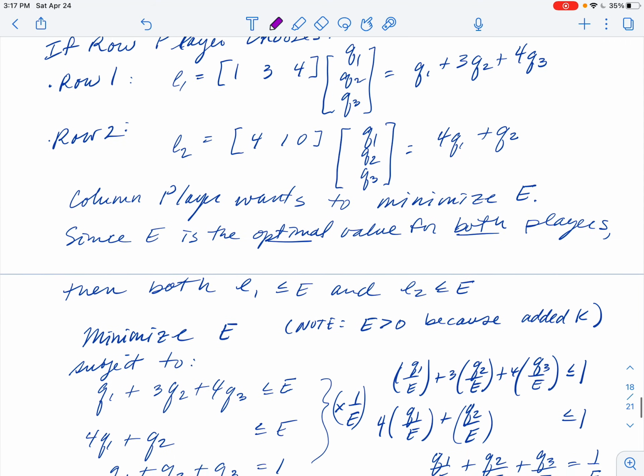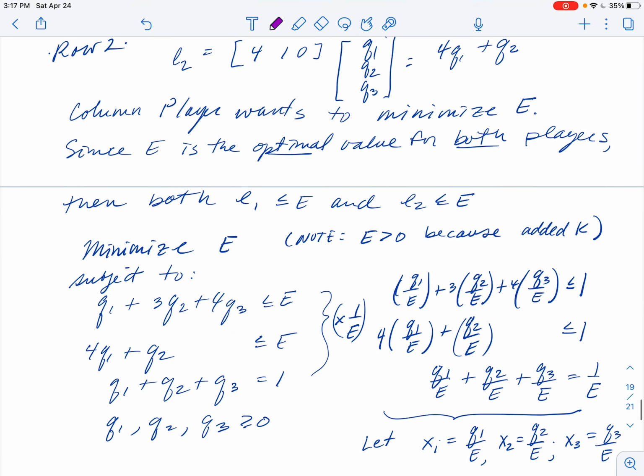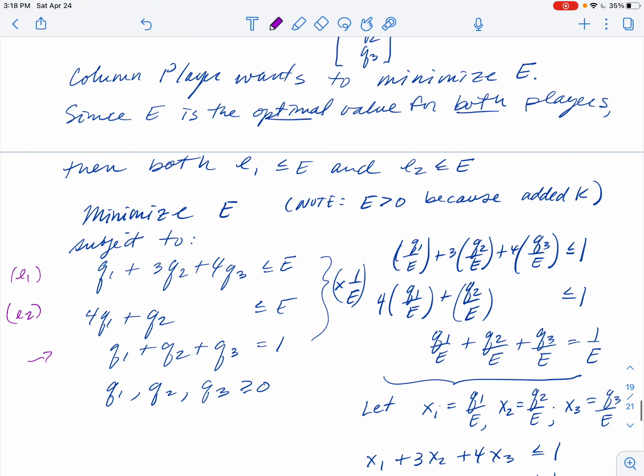Now, from the column player's perspective, we want to minimize that value of E. But from the row player's perspective, we know both E1 and E2 have to be less than or equal to E. So this was where the E1 and the E2 came from. We also know that the sum of the probabilities is 1, and that all of those probabilities are greater than or equal to 0.